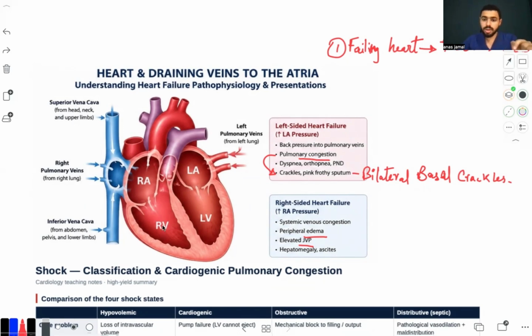And then the right side of the heart failure will cause systemic venous congestion and increased central venous pressure in the superior vena cava and its draining veins and the inferior vena cava. So there will be jugular venous distension and lower limb edema.